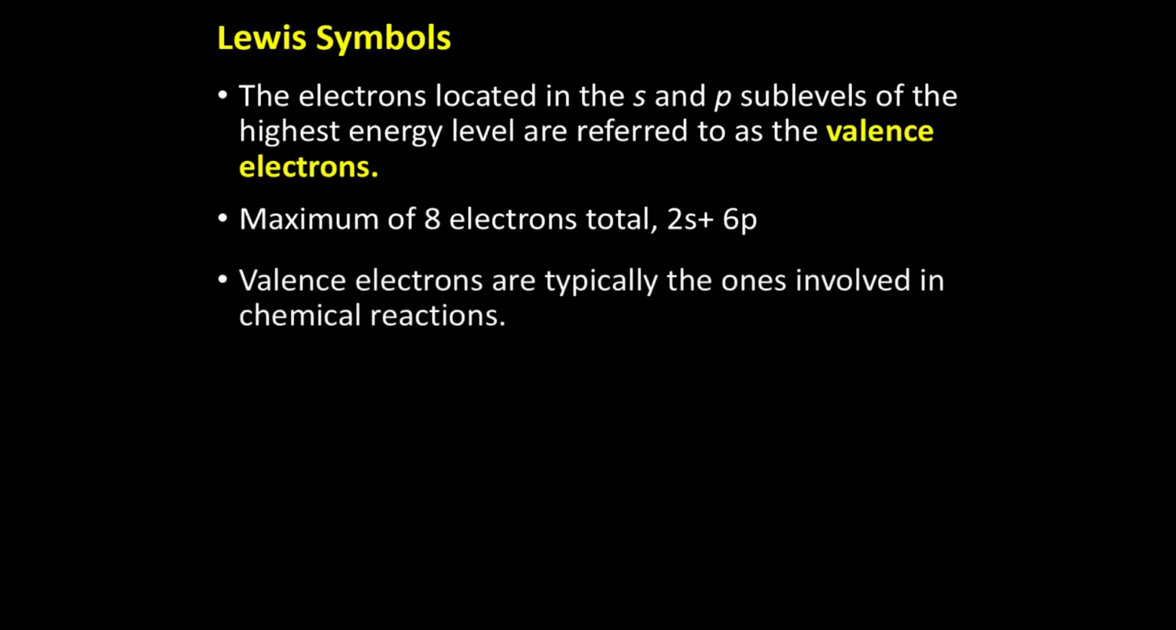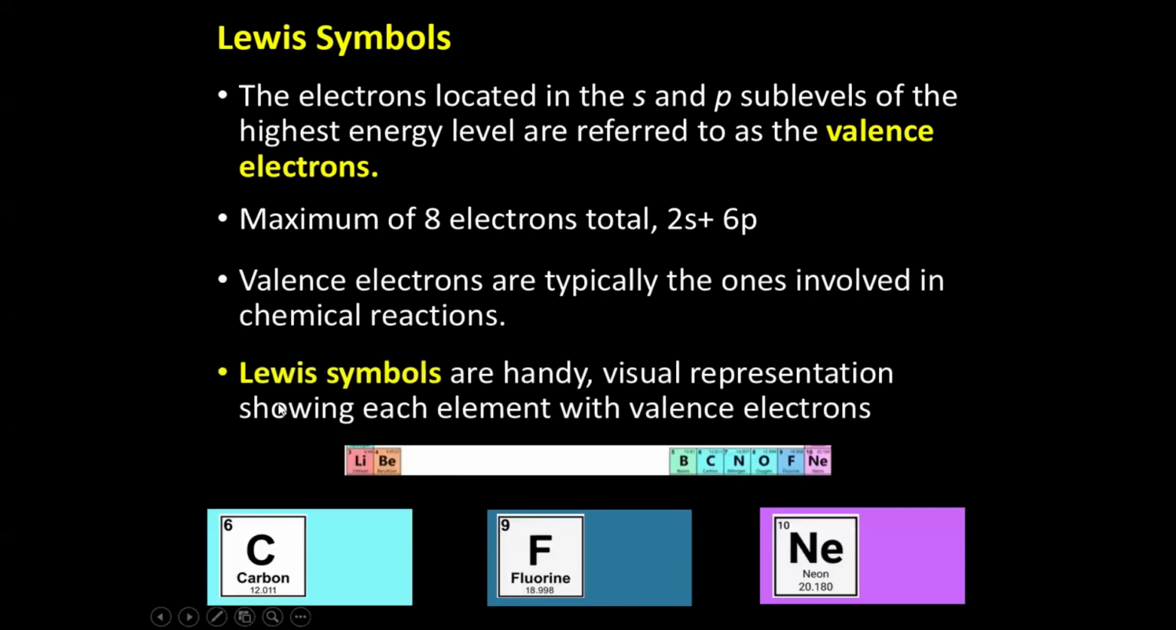These electrons are really important because they are typically the ones that are involved when we talk about chemical reactions. So Lewis symbols are handy visual representations showing each element with its valence electrons. It's just really easy to look at. It's going to be the element symbol for carbon. It's just a C. And since carbon has 4 valence electrons, so it has 6 total.